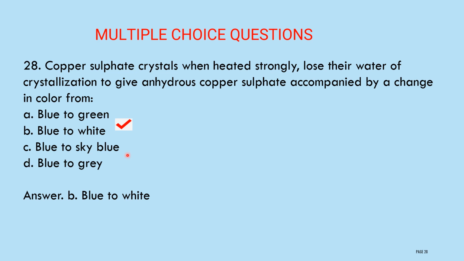Copper sulfate crystal, if you heat it strongly, will lose water molecules. Whatever water is present in copper sulfate will evaporate. Then you will get anhydrous copper sulfate that is free from water. Copper sulfate is blue in color before, then it loses its water molecules and changes to white in color. Therefore option B, the copper sulfate color changes from blue to white. That is the correct answer.